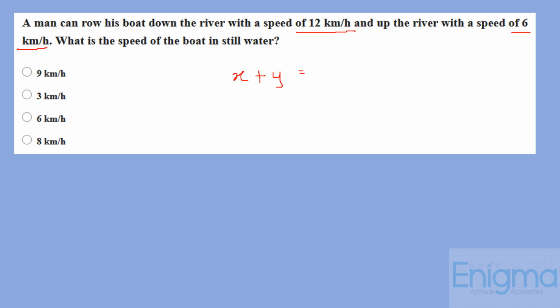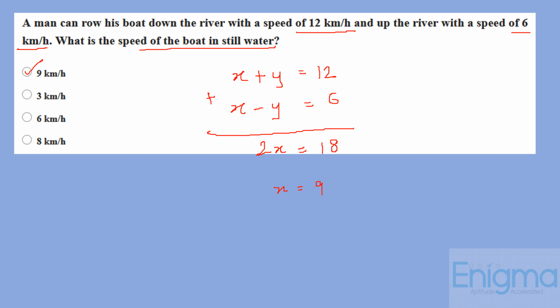x plus y is equal to 12 and x minus y is equal to 6. This is the general form of downstream speed and upstream speed. Now, as the question asked is speed of boat in still water, that means we have to find out x. So we will add the two equations. We will get here 2x is equal to 18. That means x is equal to 9. So that's your answer.